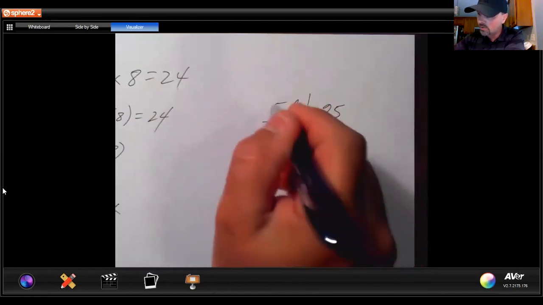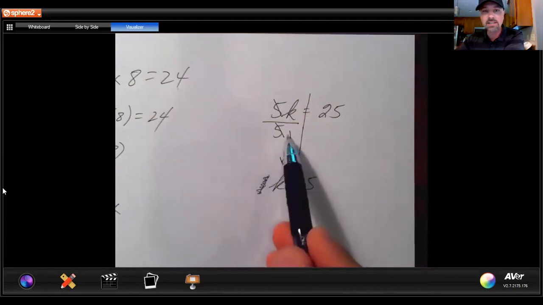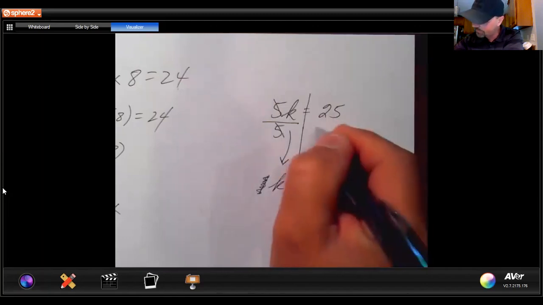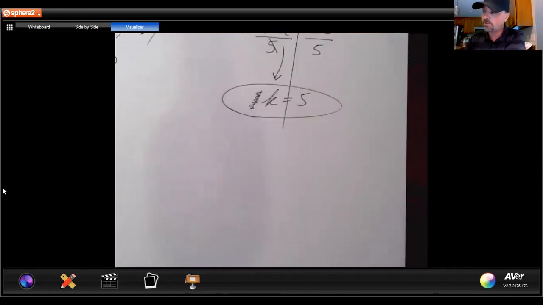Okay? We can also see these as they cancel each other out. And this k comes down. So we isolated it. We brought it down to a single k. But we did not balance it. So if I divide this side by 5, I have to keep it balanced by dividing the other side by 5. And 25 divided by 5 is 5. Make sense? All right. Let's try another one.